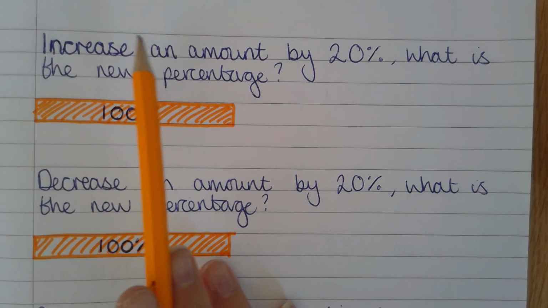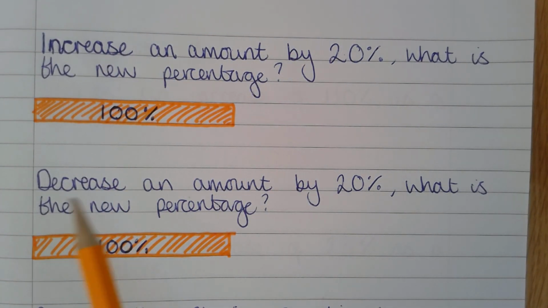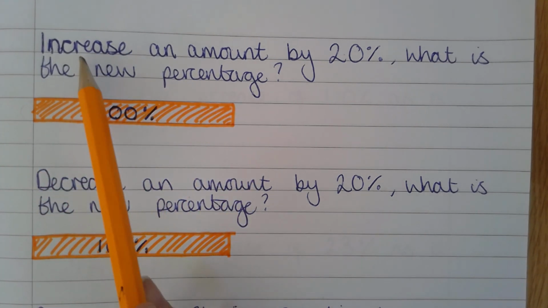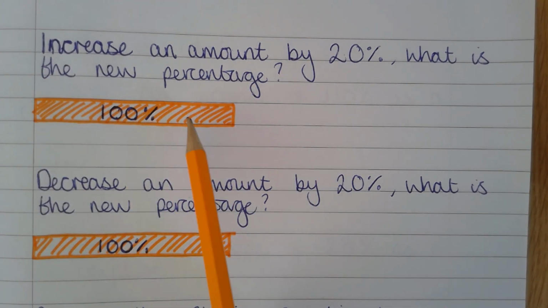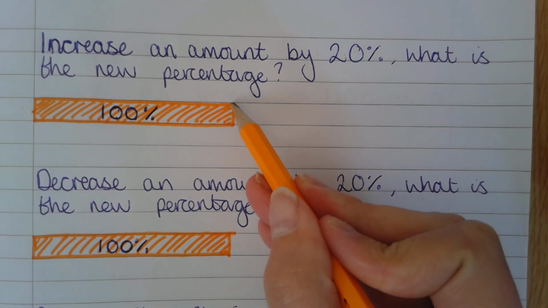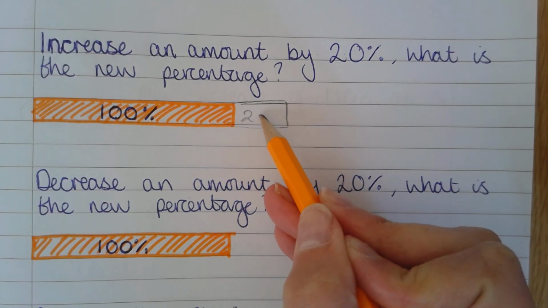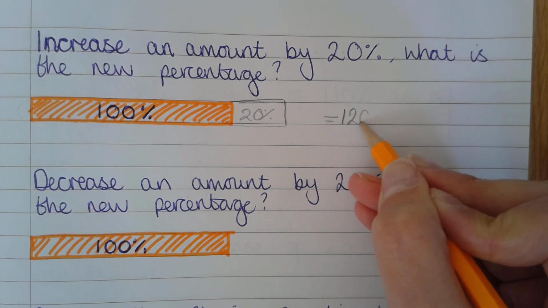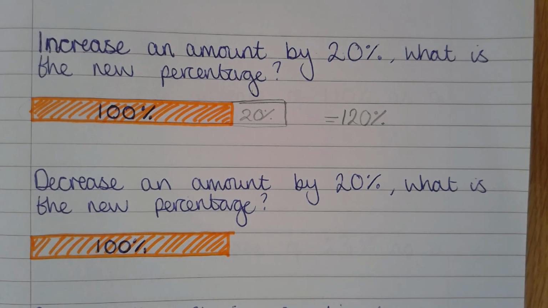So if we're increasing an amount by 20%, currently we haven't done anything to it. So we're at 100% currently, and I want to increase it by 20%. So if I add on another 20%, in total, we're left with 120%. Not too challenging.